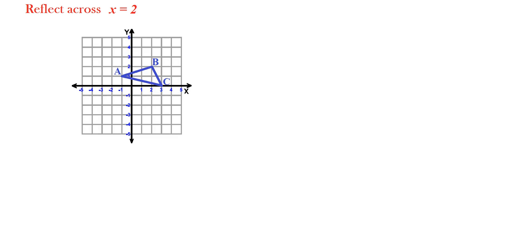So we're being asked here to reflect this shape, ABC. It's a triangle across x equals 2. So the first step is to identify where x equals 2 is. So obviously x involves the x-axis. So we'll be looking here, and we have to find 2. So if we look along the x-axis, we find 2 here. So that's the easy bit.